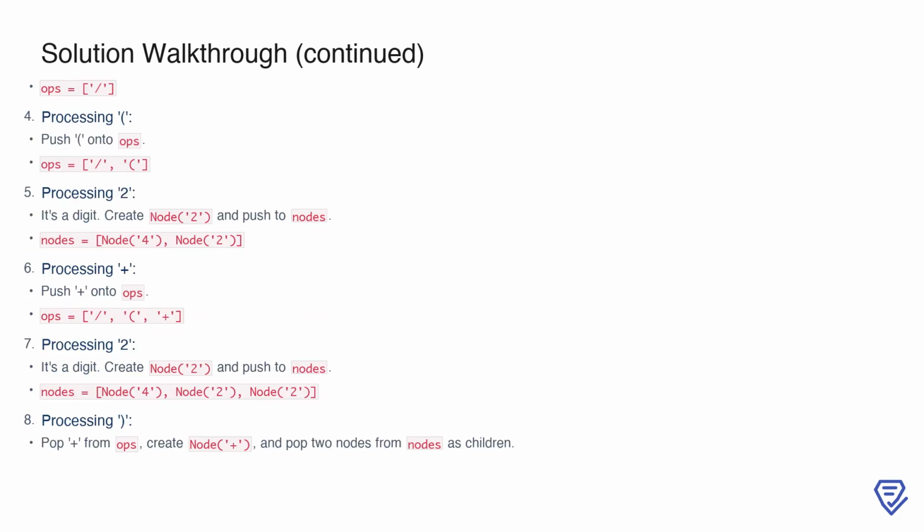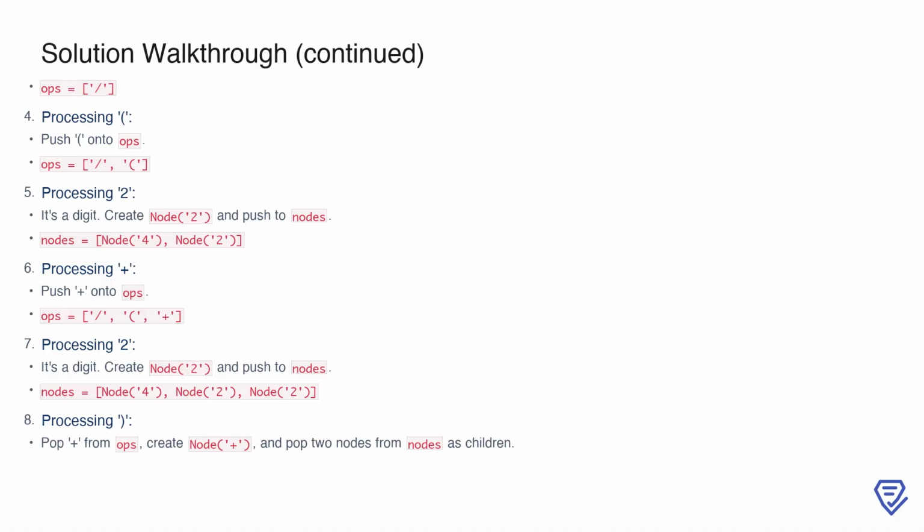In the third example, the input is 4 divided by open parenthesis 2 plus 2 close parenthesis. We begin by initializing empty nodes and ops stacks and set the index i to 0. The first character is 4, which is a digit. We create a node 4 and push it onto the node stack. Next, we encounter the / operator, which we simply push onto the ops stack.